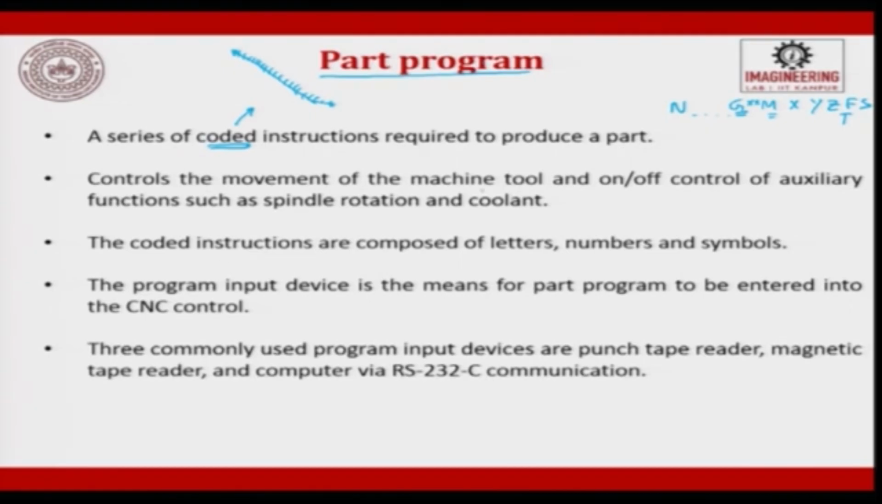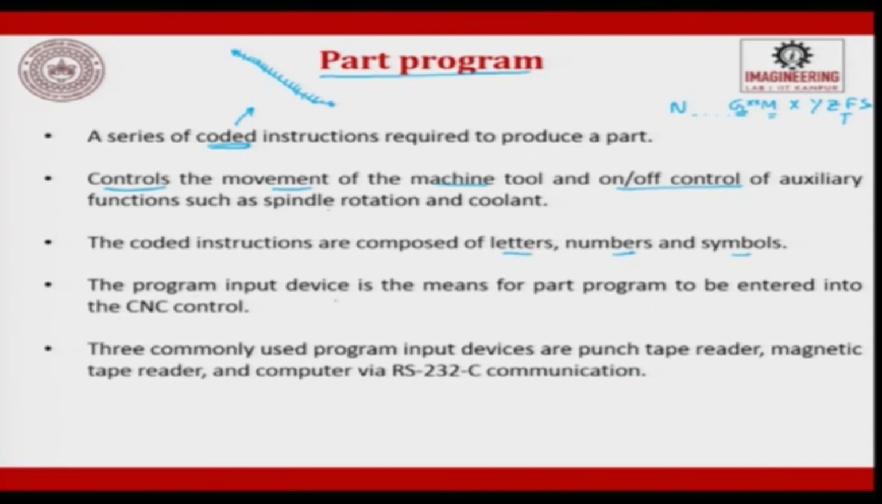Controls the movement of a machine tool and on/off control of auxiliary functions such as spindle rotation, coolant, etc. Okay. So, this code is for movement of the tool; it is also used to control the movement of the machine tool and on/off control. The coded instructions are composed of letters, numbers and symbols, as I told earlier.